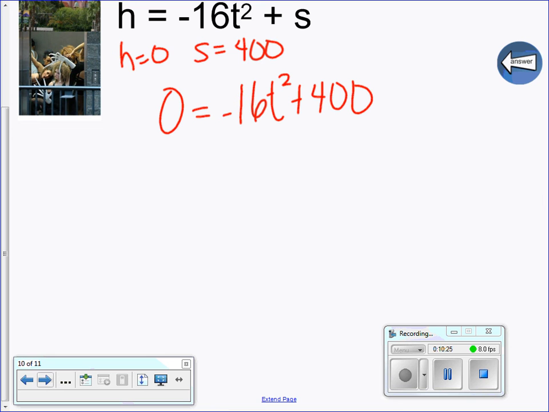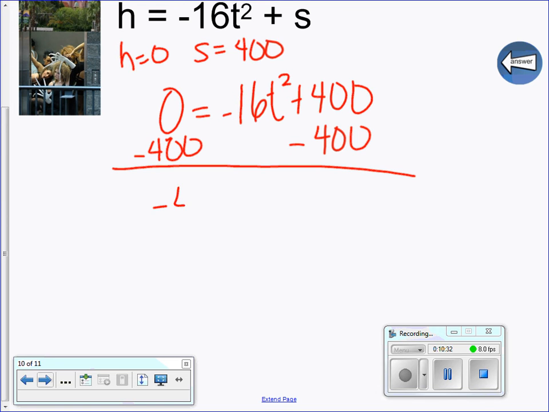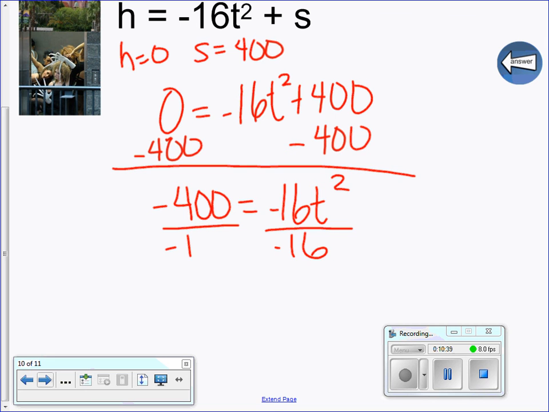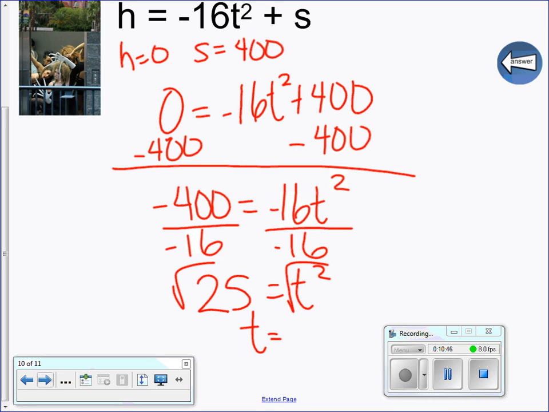So I'm going to subtract 400 from both sides. This is just one way of solving this equation. So negative 400 equals negative 16t squared. Divide both sides by negative 16, and I get 25 equals t squared. Take the square root of both sides, and t is equal to plus or minus 5 seconds. And since negative 5 is not a reasonable amount of time, the answer has to be 5 seconds.